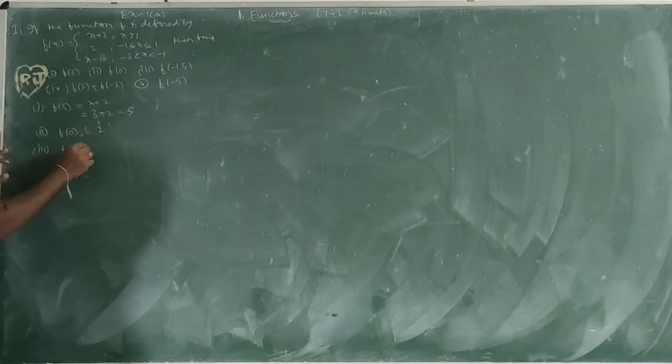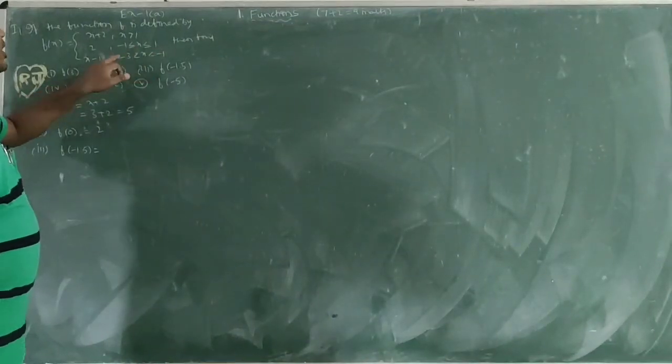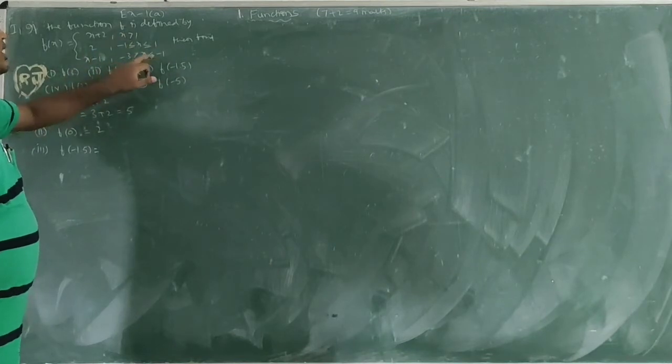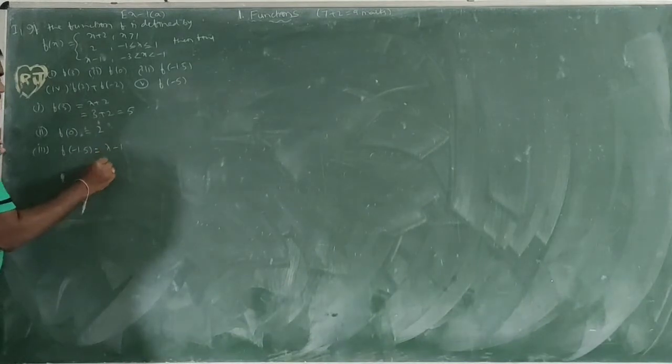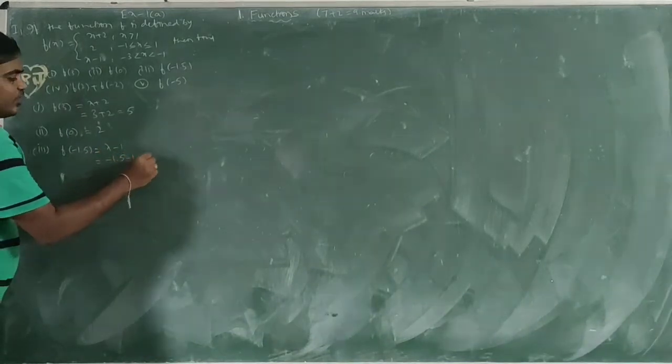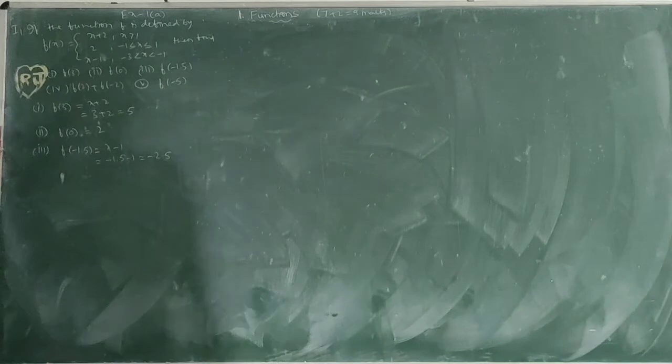Next, third, f of minus 1.5. Minus 1.5 lies between minus 3 and minus 1, in this condition. So we must choose this definition, x minus 1. x equal to minus 1.5, minus 1 equal to minus 2.5.